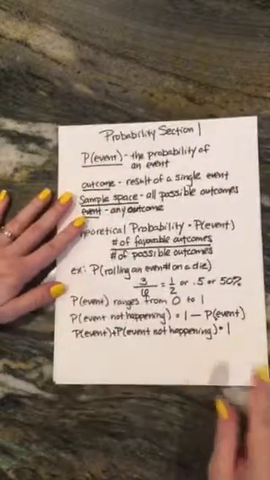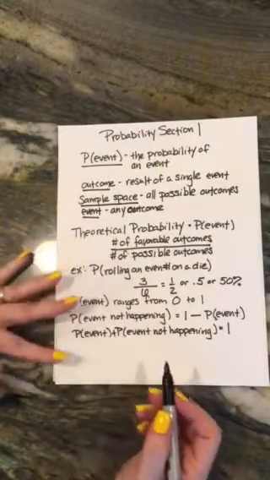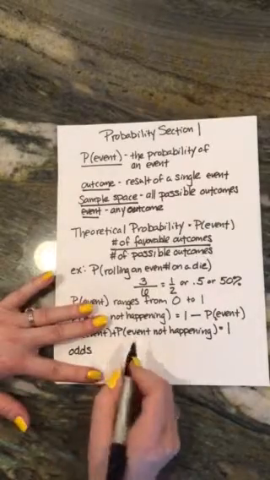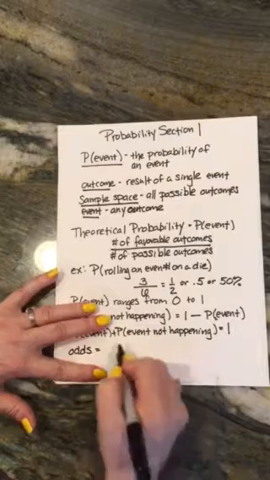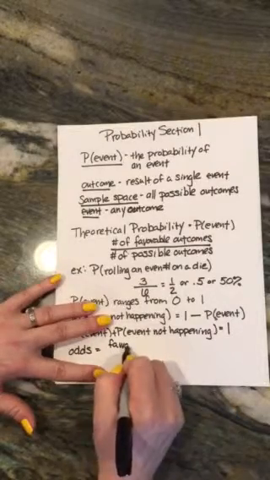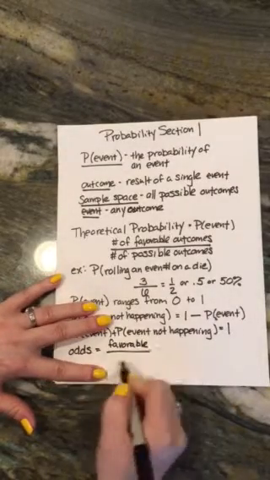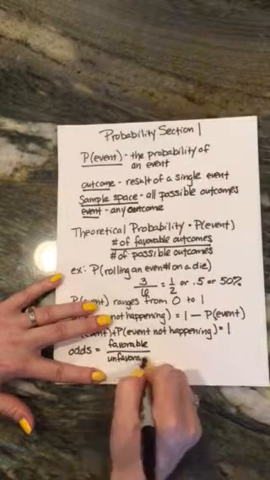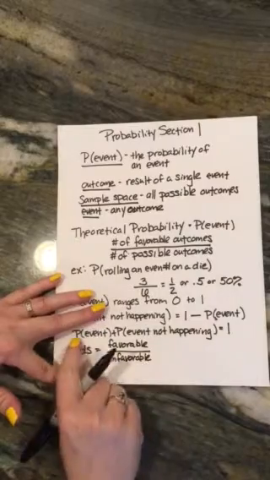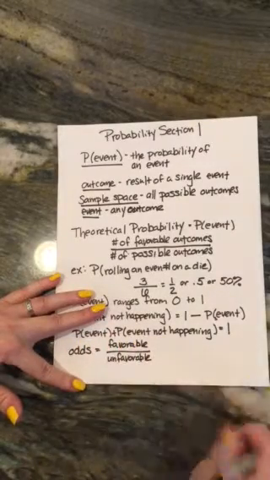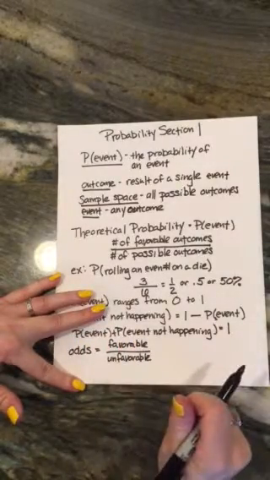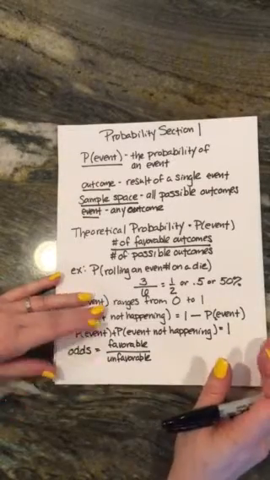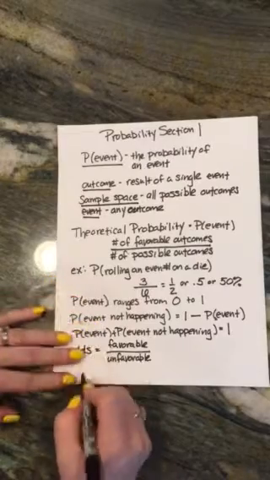Now you probably have heard about things like the odds of something happening. So let's talk about that really quick. The odds of something happening. That is the favorable over the unfavorable. Or the event happening divided by the event not happening. Okay, the last thing we need to talk about is experimental probability.